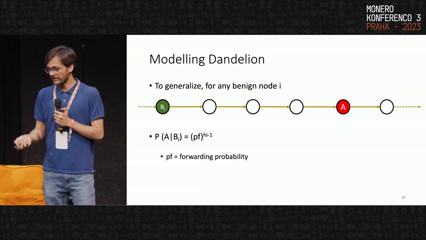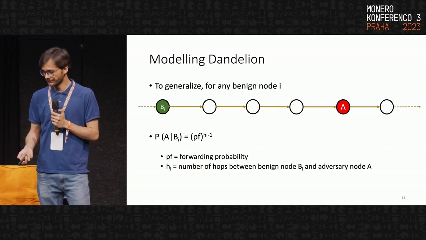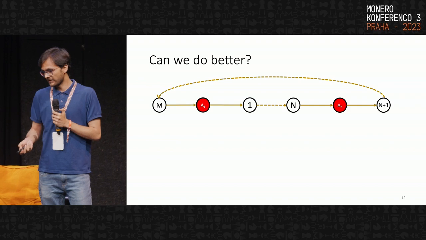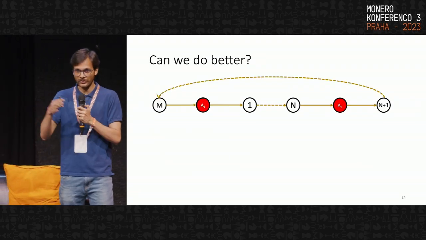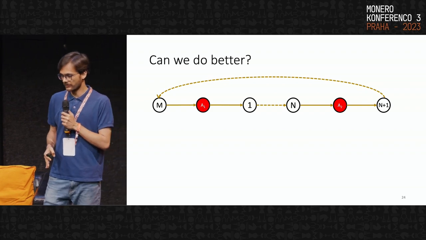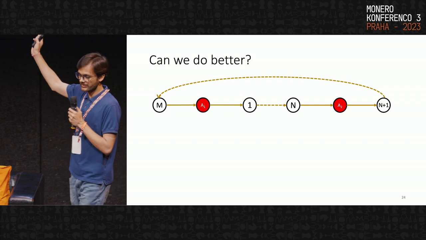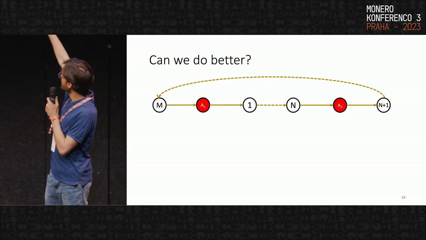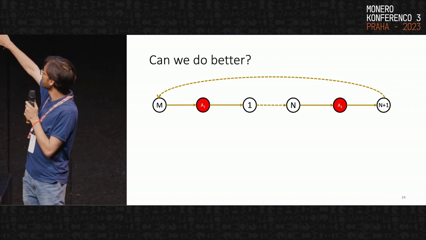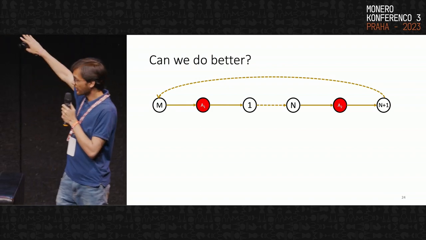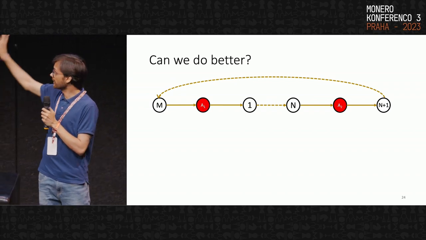So with this way, we will be able to model Dandelion's system. This is the default way of analyzing it, but there were other ways with which you can reduce the set which consists of the nodes. So in this case, if you take an example, let's say there are two adversaries. If an adversary A2 receives a transaction, then it can be sure that the originator is only among the nodes 1 to N. It cannot be an originator between N+1 to M because they are colluding.